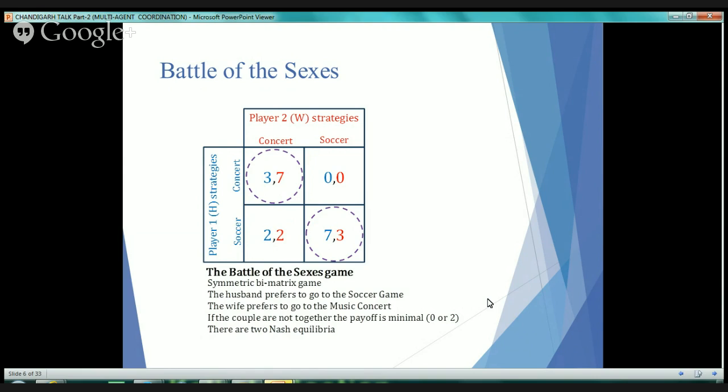Now here, what are the equilibria? Here you can see that there are 2 equilibrium points.